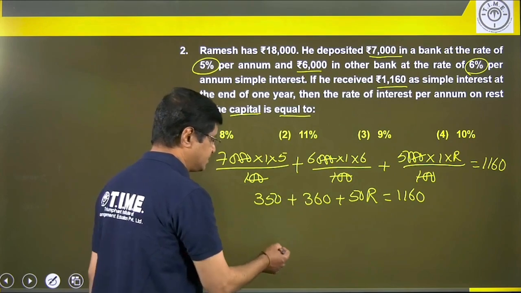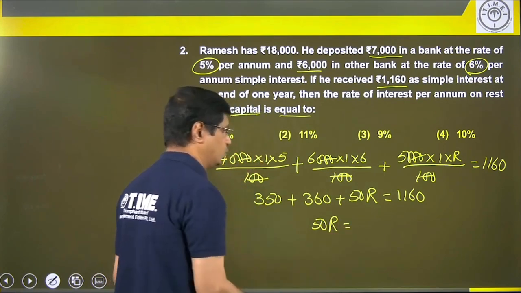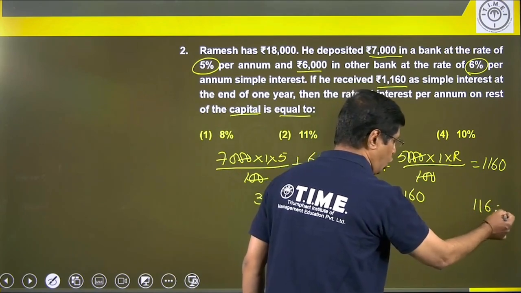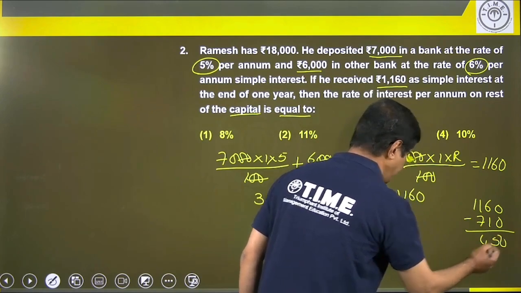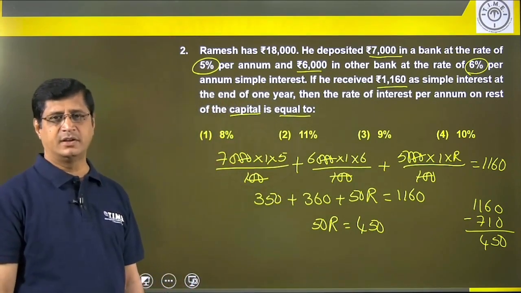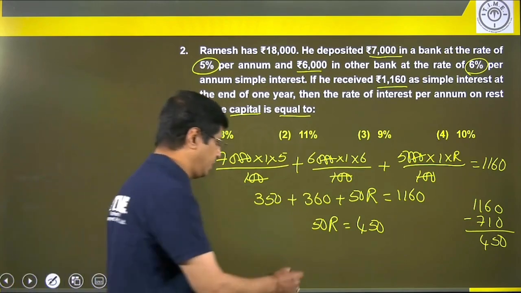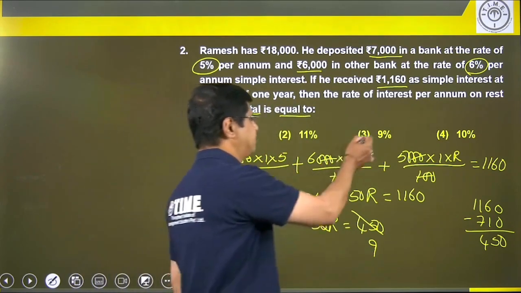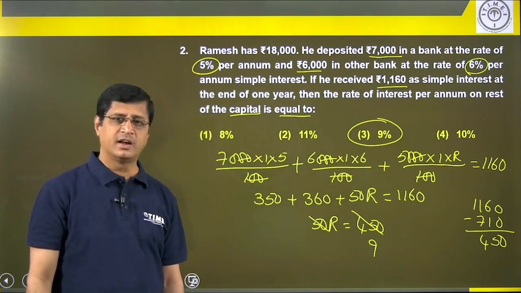So 50R is equal to 1160, taking the 710 to the other side: 1160 minus 710. What is the result? 450. Taking numbers on one side and variables on the other side, now 50R is equal to 450. How many times 50 is equal to 450? Exactly 9 times. So what is the rate of interest? 9% per annum. Answer choice option 2, the second choice is the right answer.